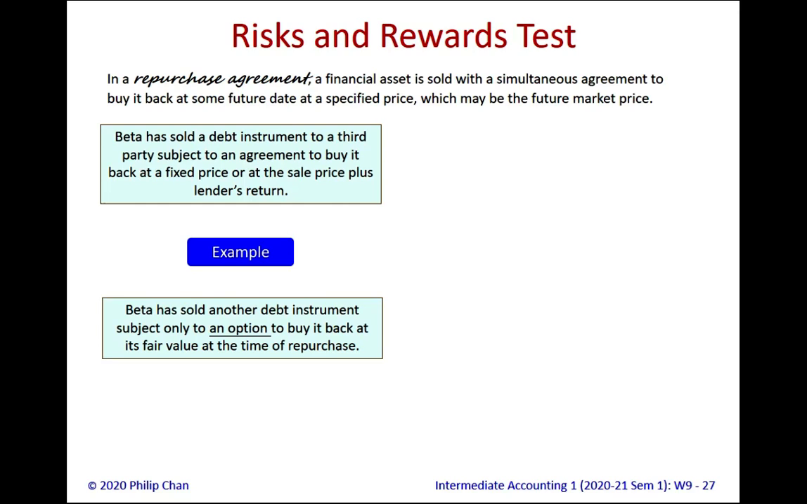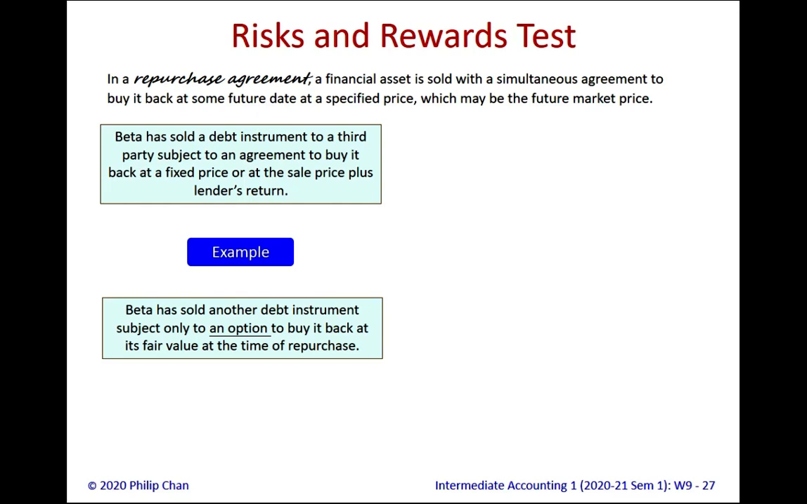Okay, but if the risk is going to be high, then you may claim that in fact the seller has transferred substantially all the risk and reward of the ownership of the financial asset to the buyer. Well, let's look at the two examples.